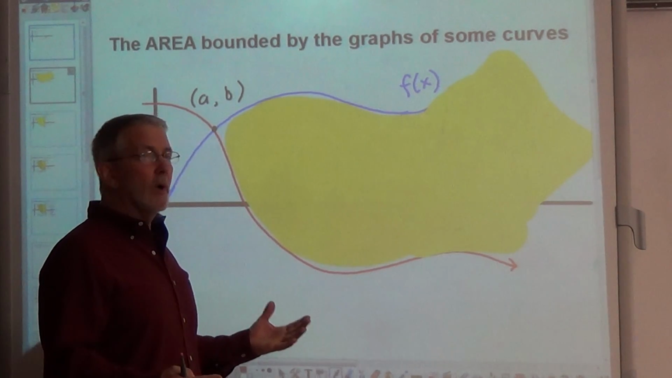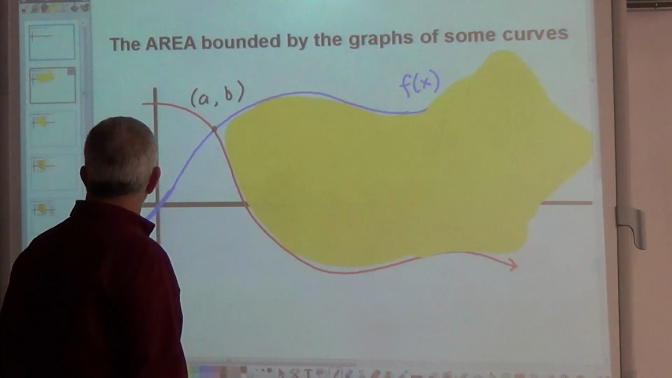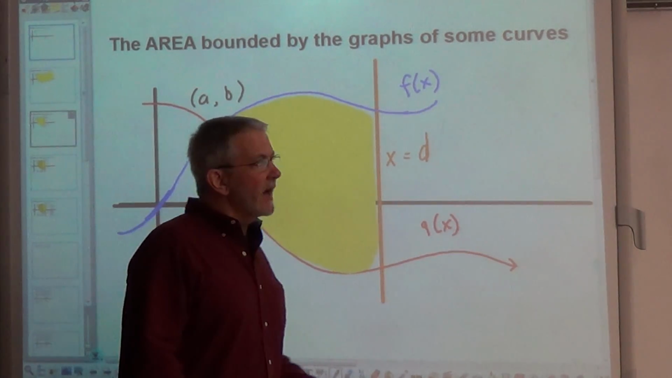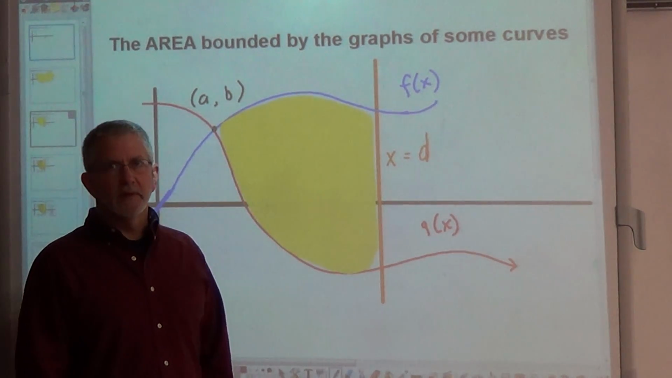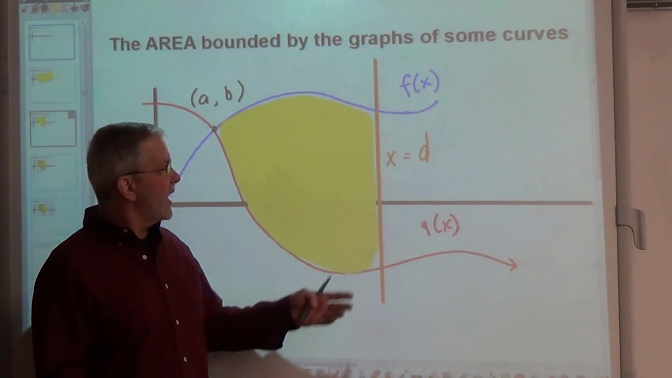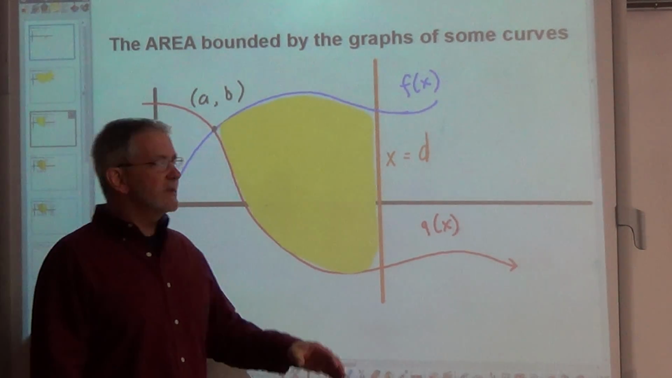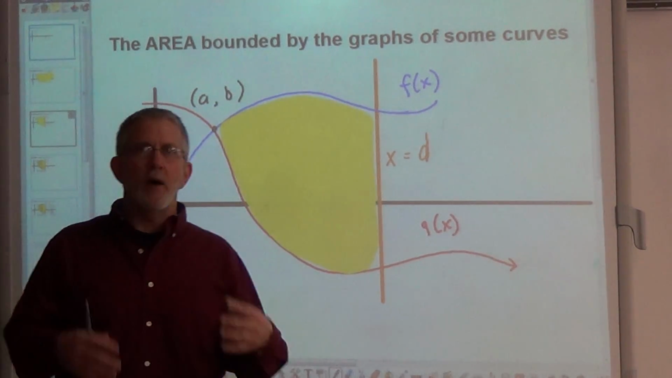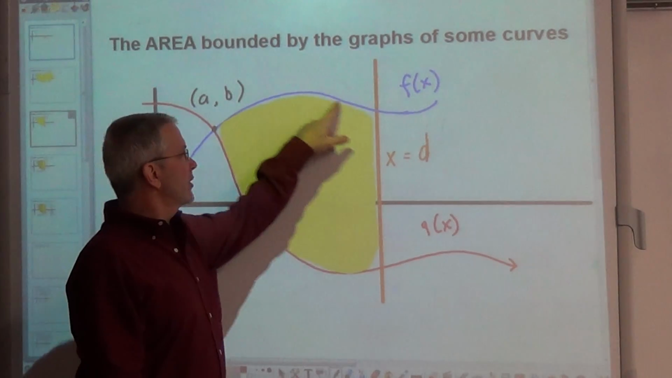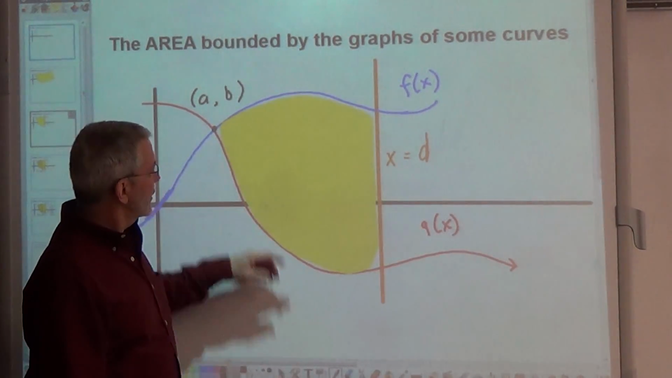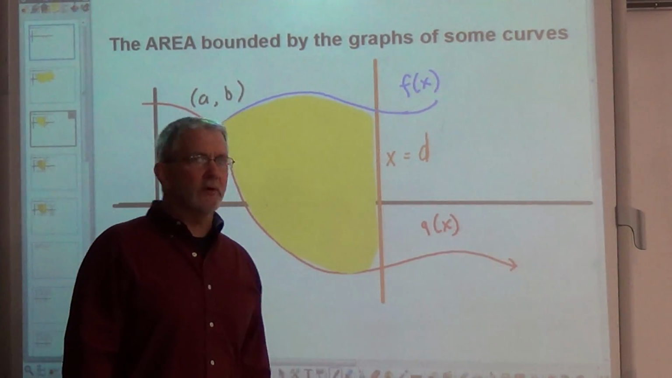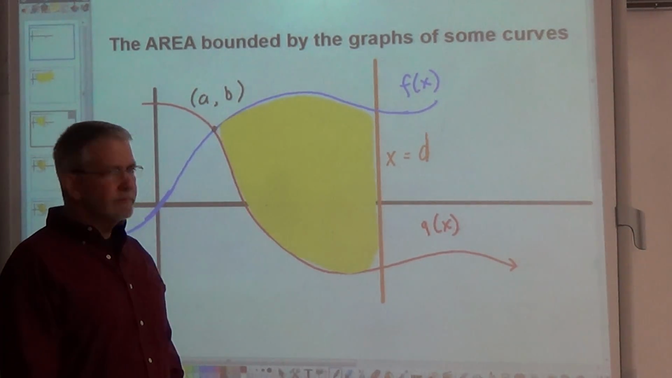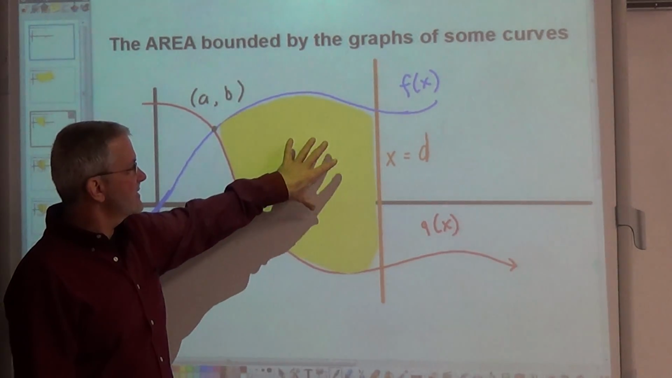But we have to some way or another bound this area. And we are going to bound this area simply by adding another curve. Let's add this vertical line x equals d. Now you can see that this area is bounded. It cannot get away. It is bounded by the curve f of x, by the curve g of x, and this vertical line x equals d. So our problem then is to find this area.